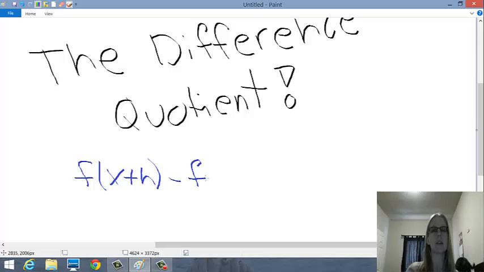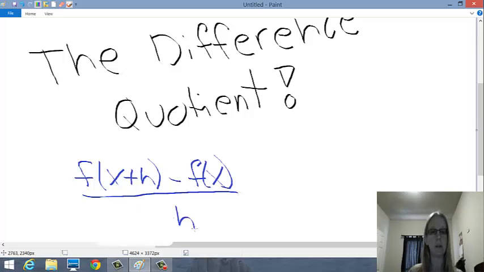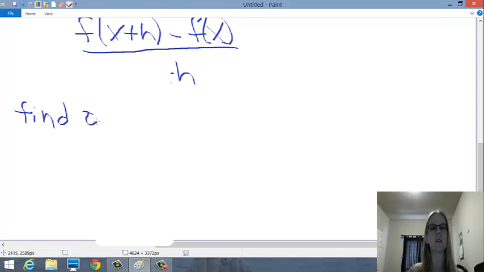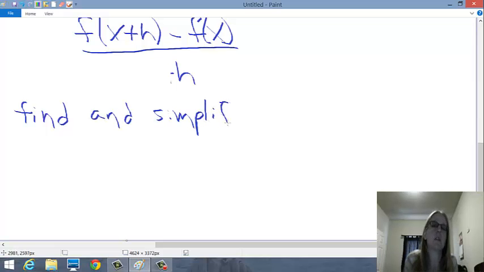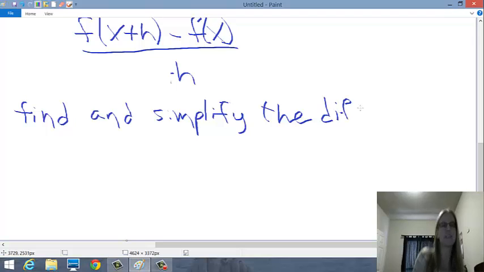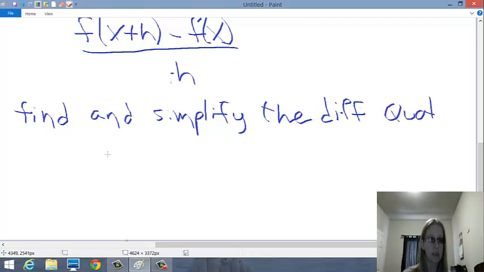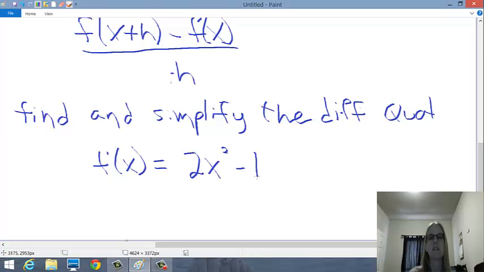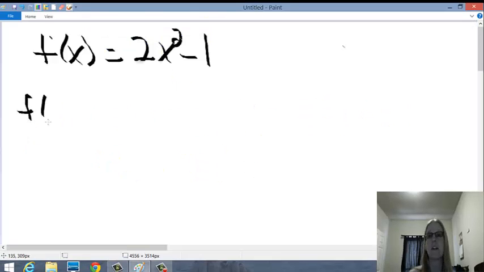The difference quotient is... and so the example that you would see for this would be something that would say find and simplify the difference quotient. So you have to find and simplify. So even if I don't say simplify, keep in mind you always have to simplify. And then we'll give you a specific function for the example. So the specific function here will be f of x equals 2x squared minus 1.